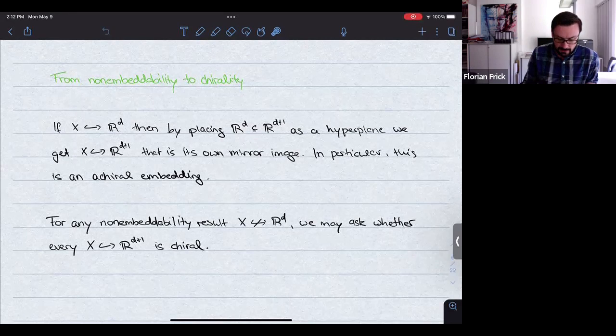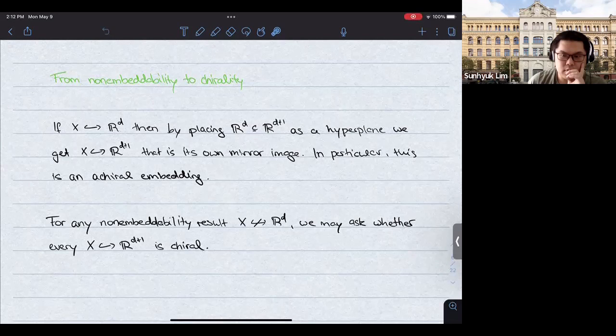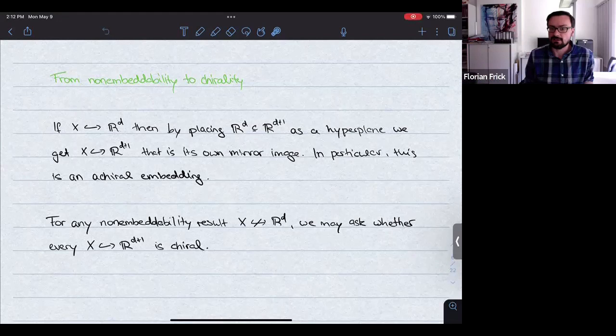So you can ask the question: given any non-embeddability result, X does not embed into R^d, can you prove the stronger chirality result in R^(d+1)? Because if it's chiral in R^(d+1), it cannot embed into R^d. That's the type of question I want to ask. Is that an acceptable question to ask for now?